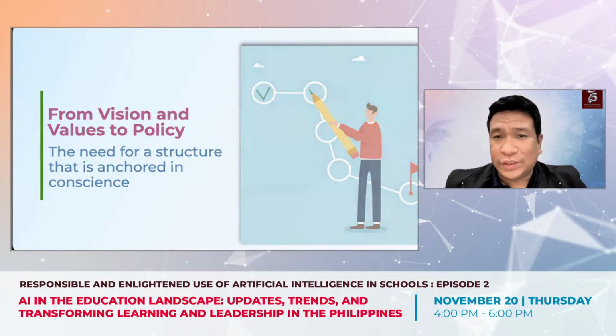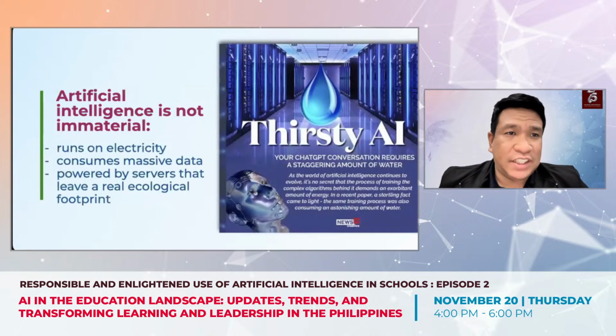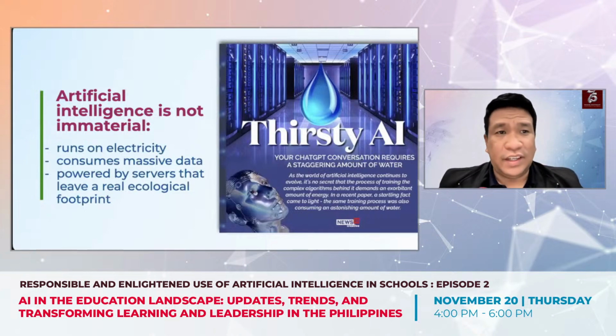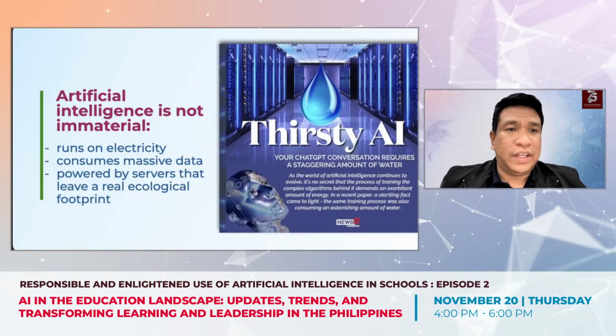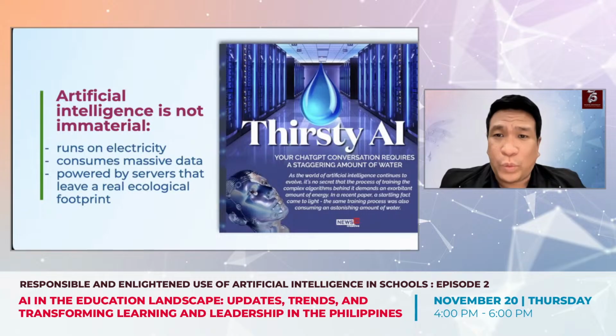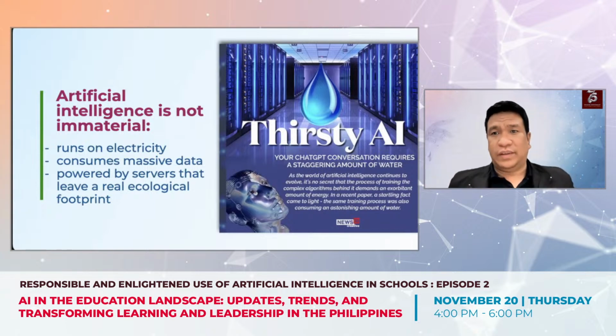Okay? Take note, another thing, artificial intelligence is not immaterial. It runs on electricity, consumes massive data, powered by servers that leave a real ecological footprint. Okay? So large models like ChatGPT and others require enormous computational resources. Often, we don't see this kasi nag-enjoy lang tayo sa paggamit ng AI. Hindi natin nakikita yung invisible computational resources that are being used. Okay? But very visible to Earth, to Mother Earth.